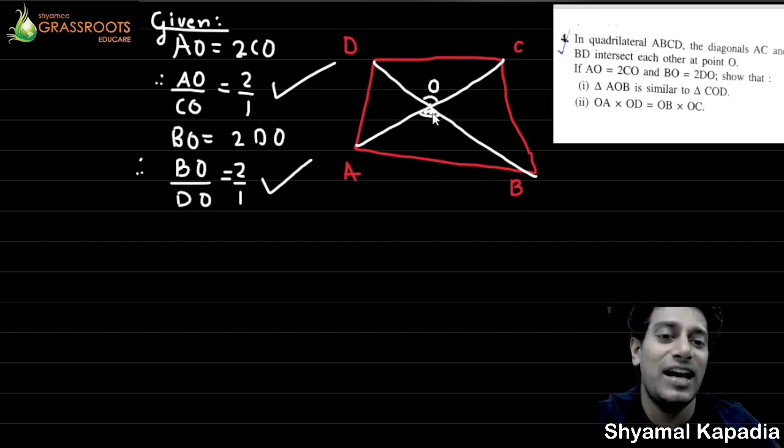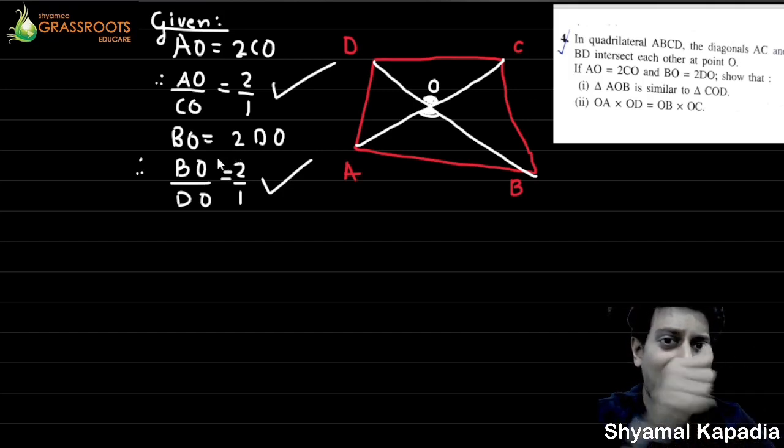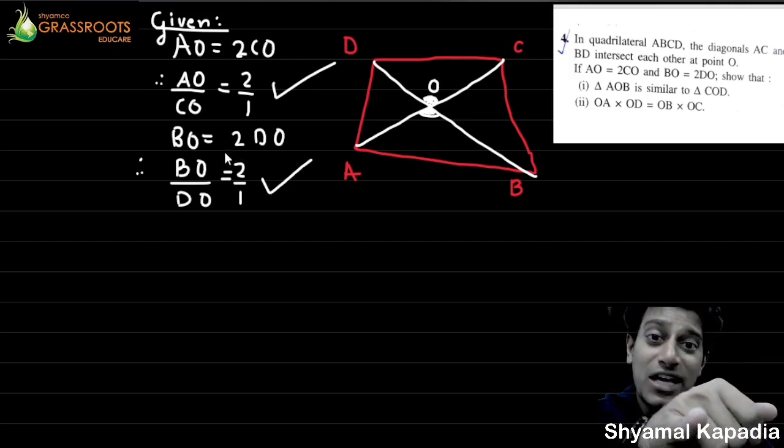What is this? These are vertically opposite angles. Vertically opposite means you don't need the parallelism concept. So I can start this way. Let's begin the show, guys. Naming is very important. In triangle DOC, opposite D is not A. Opposite DOC is BOA, BOA.